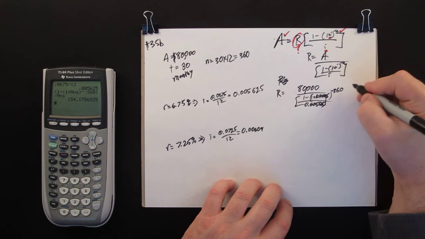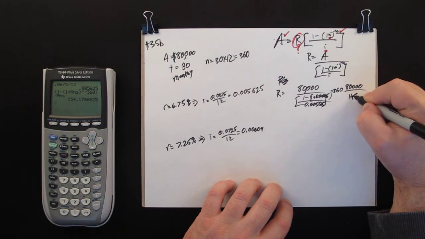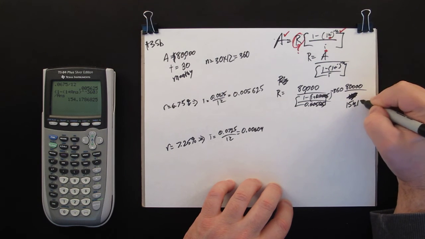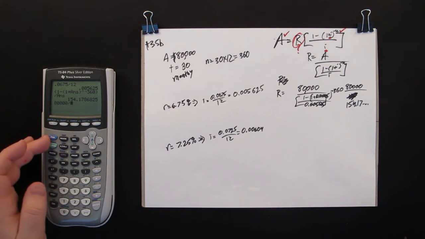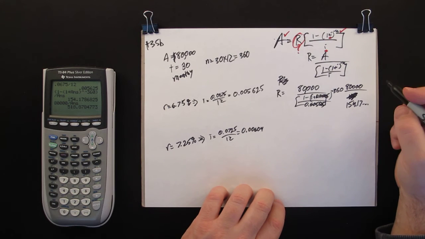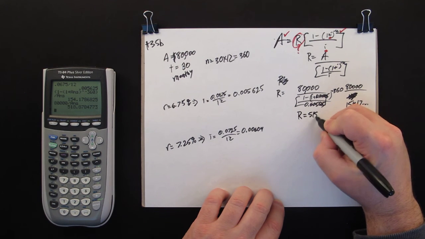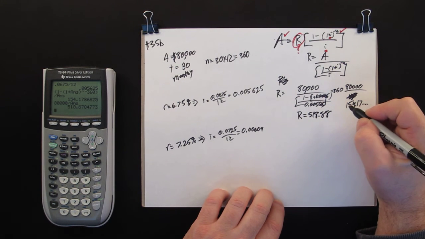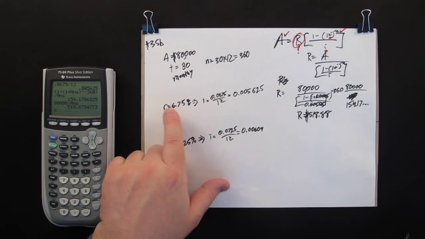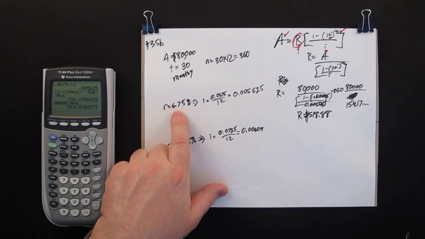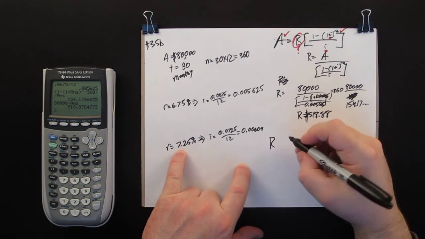So this is going to be 80,000 divided by 154.17, and that gives a payment amount of $518.88 for the loan at the 6.75% annualized rate.